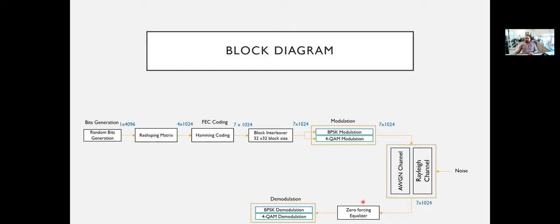receiver part. So the receiver part started with a very simple kind of equalizer, which is the zero forcing equalizer. There are, of course, a couple of other equalizers like SVD or the MMSE or zero forcing precoder, etc. So those kinds of equalizers are used, but we are using one of the simplest ones. And after that, we will demodulate the signal. So demodulation is almost the reciprocal process of the modulation process that we had covered here.